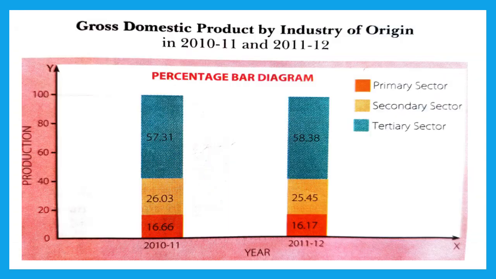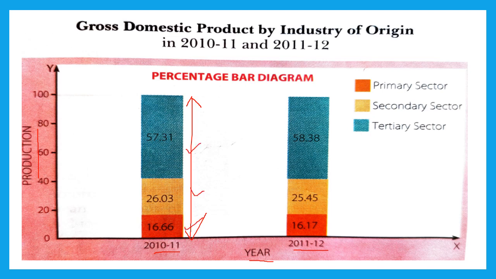So have a look at this diagram. Production is shown on the y-axis, year is shown on the x-axis. There are 2 years, 2010 to 11 and 2011 to 12. See, the total length of the bar is 100. This is the total percentage, and then we have divided this bar into 3 sectors.